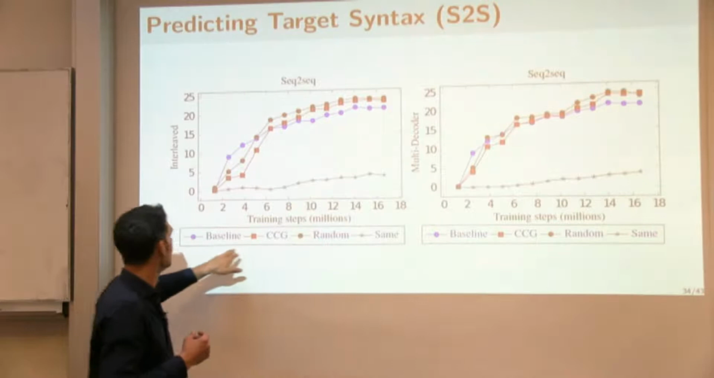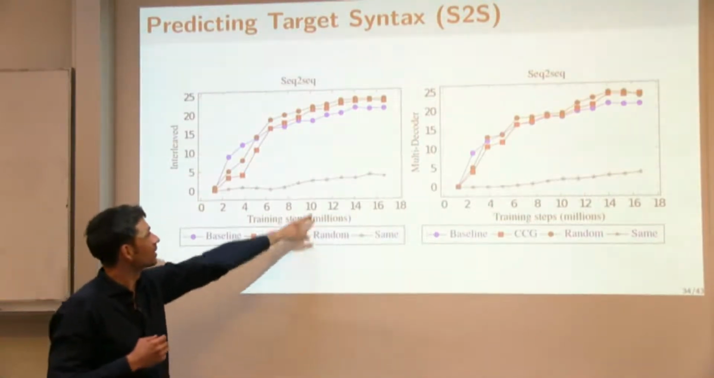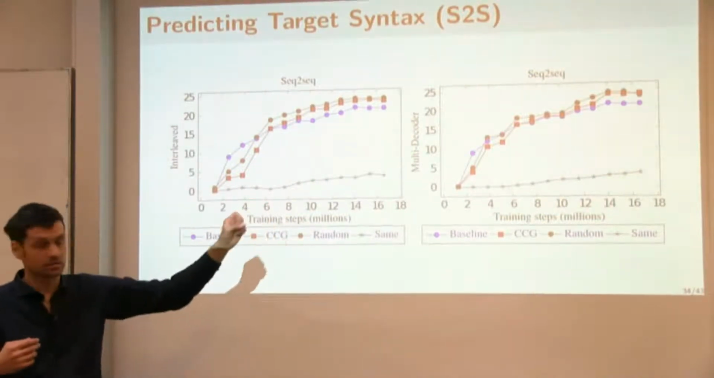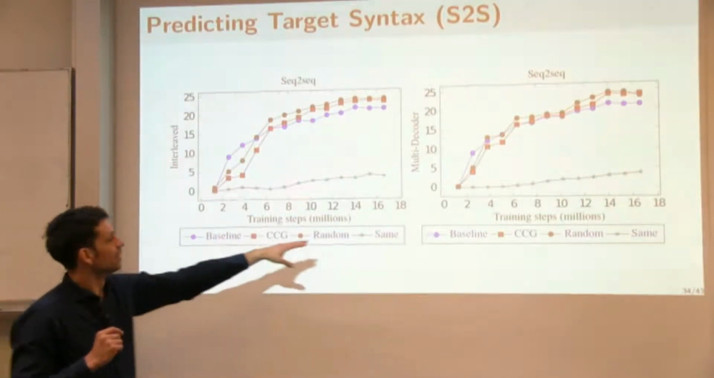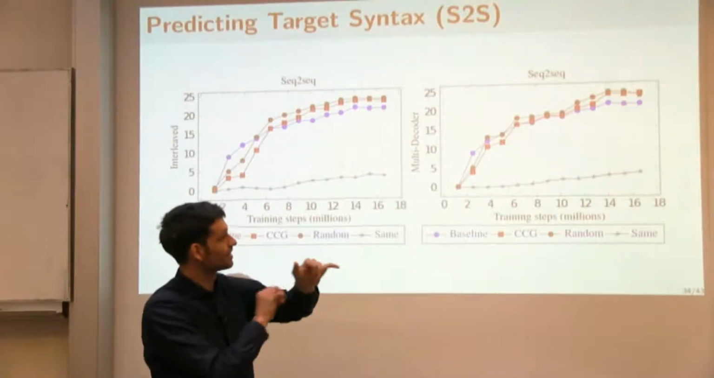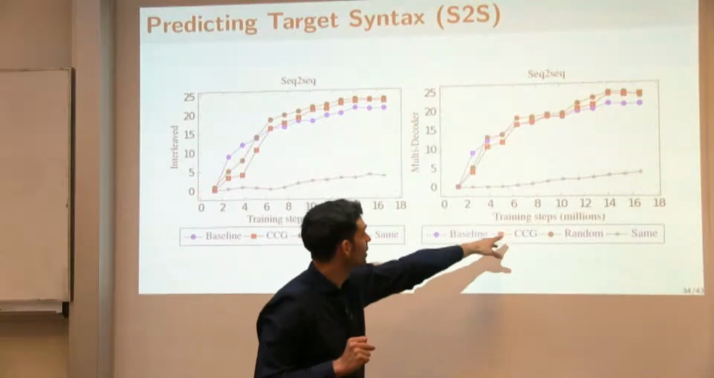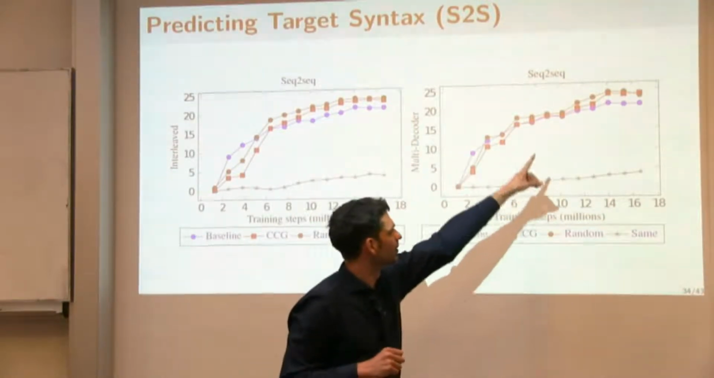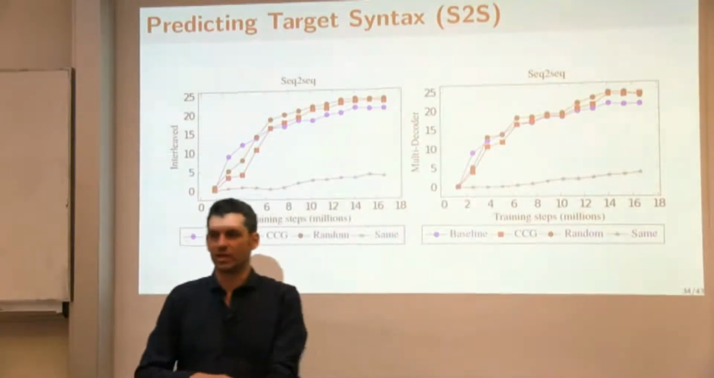Yes, they are. So if you use the interleave setup, the random tags come out slightly better than the correct CCG tags, and both of them are better than the baseline. In the multi-decoder setup, where the output length of the sequences can differ, the baseline is again the lowest performing. The CCGs are a little bit better, but if we stop the training a little bit earlier, then the random tags would be better.